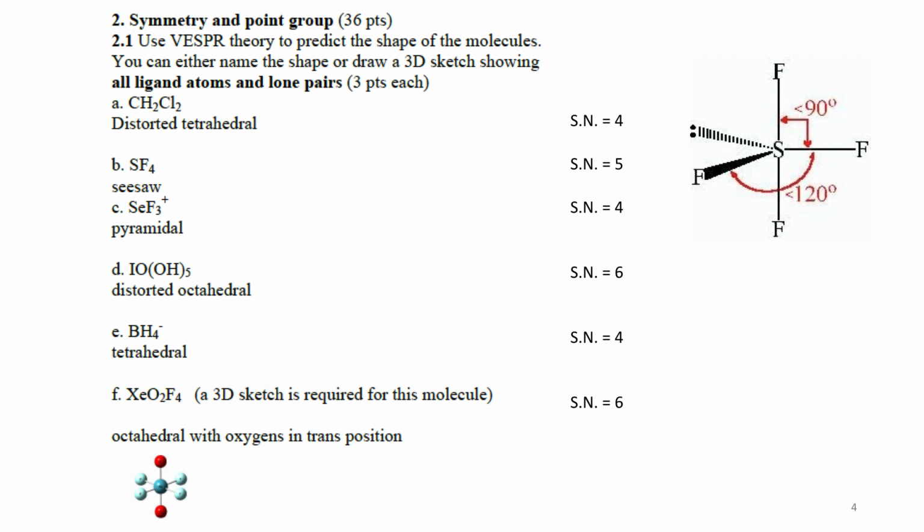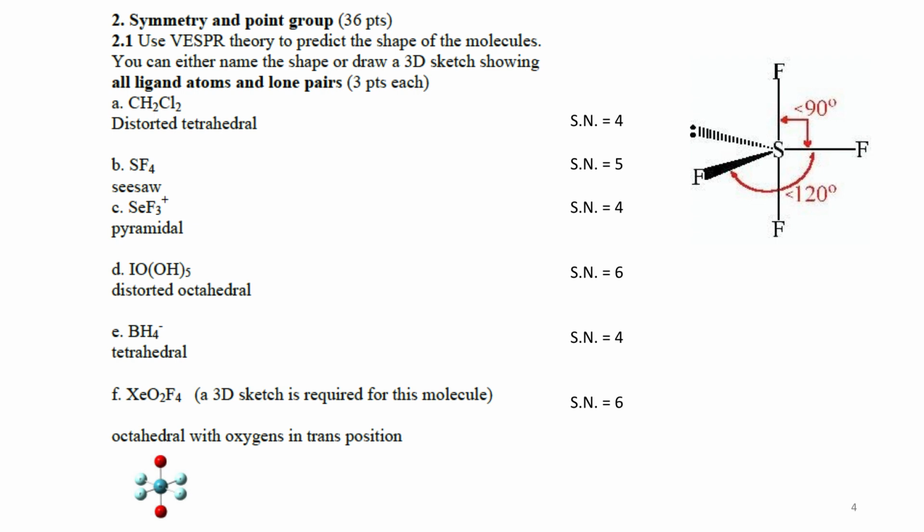Going down, boron hydride is an anion with 1 minus charge. So boron starts with 3 electrons in the valence shell. There's 1 negative charge, so that makes it 4, and it uses 4 to form 4 covalent bonds with hydrogen. So steric number equals 4. So this would be a perfect tetrahedral.